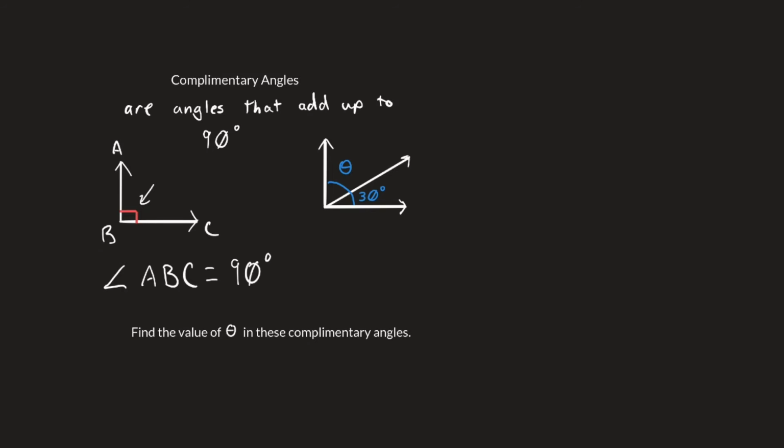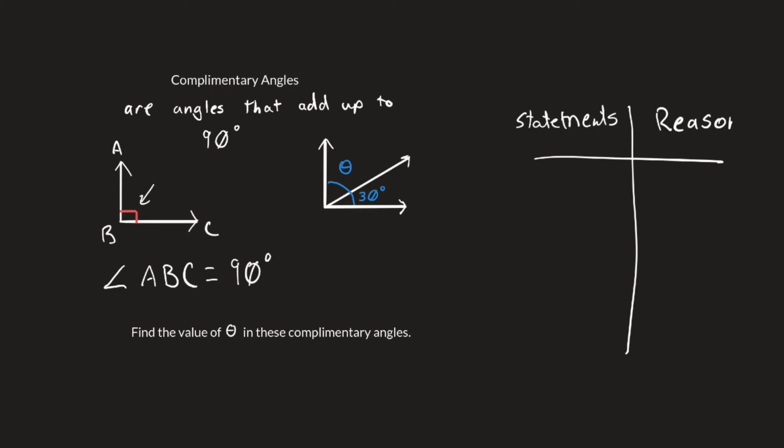So what is a table of statements and reasons? Well, it's just a two-column table like that. One side says statements, and this side will say reasons. And this is starting to get into geometric proofs.